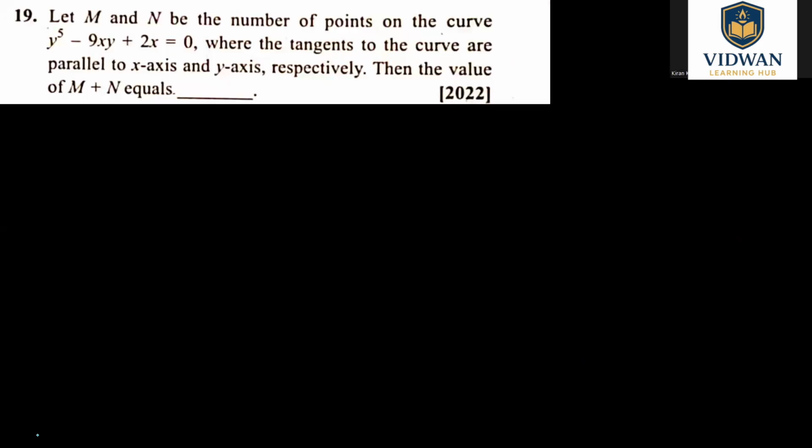Yeah, so we have the 19th question here. Let m and n be the number of points on the curve where the tangents are parallel to x-axis and y-axis respectively. What is the value of m plus n? So the number of points where tangent is parallel to x-axis is m. What does m denote here? Number of points where tangent is parallel to x-axis, which means where dy by dx is 0.